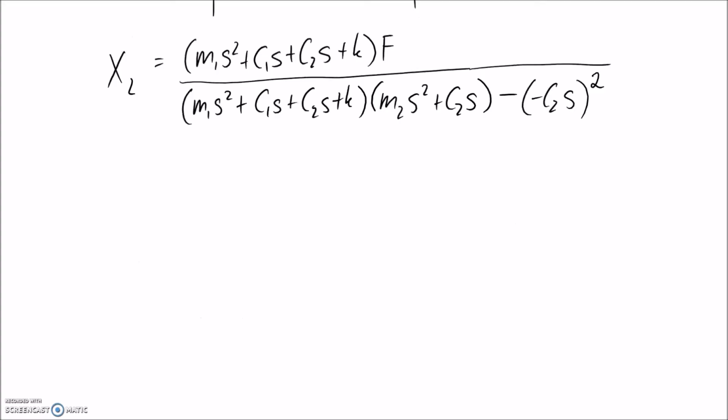So remember that we're looking for x2 divided by f. That's our transfer function. So I can get that pretty easily now. F is on the top line. If I divide it to the other side, we end up with x2 on f. So technically, if we stopped here, that would be our transfer function.